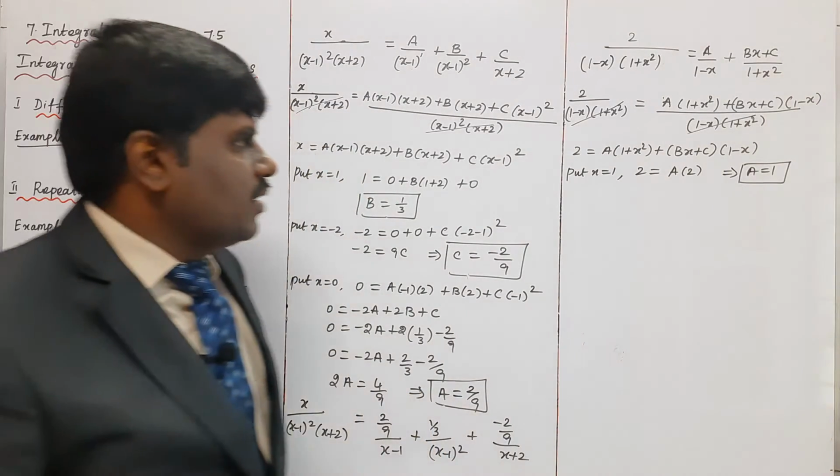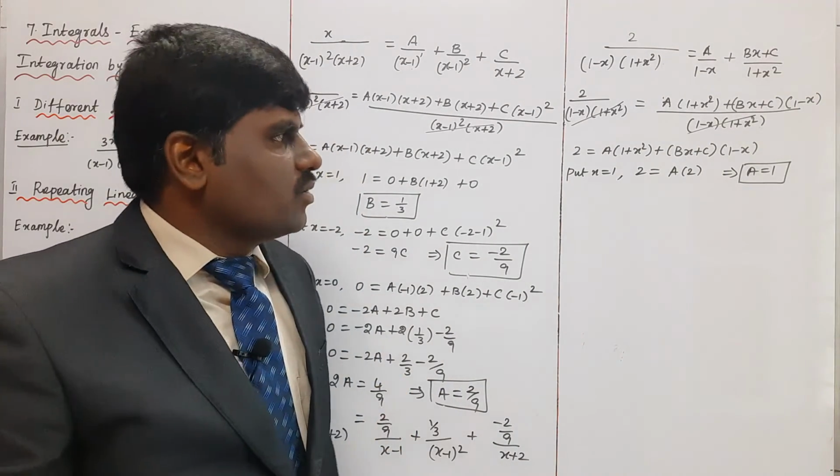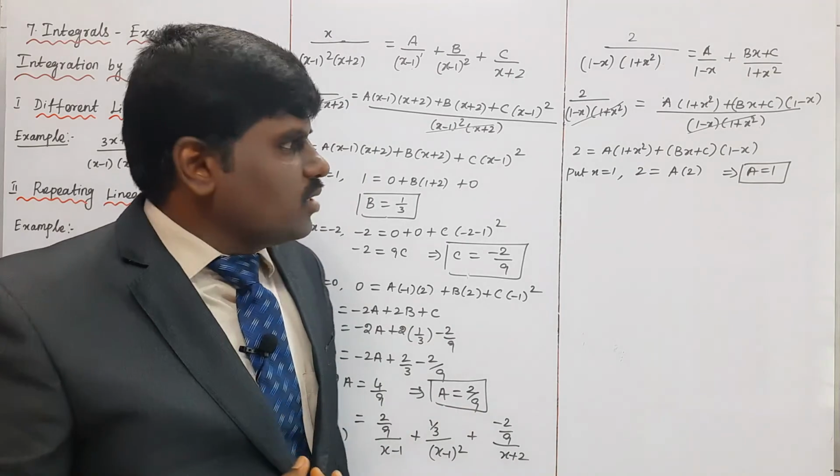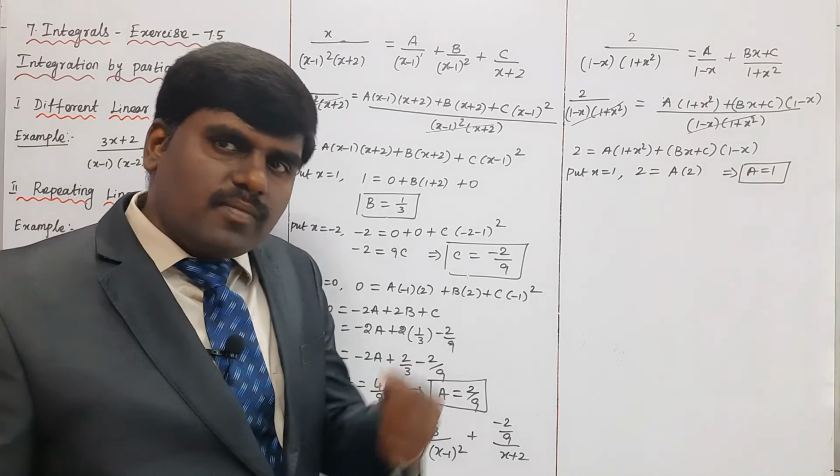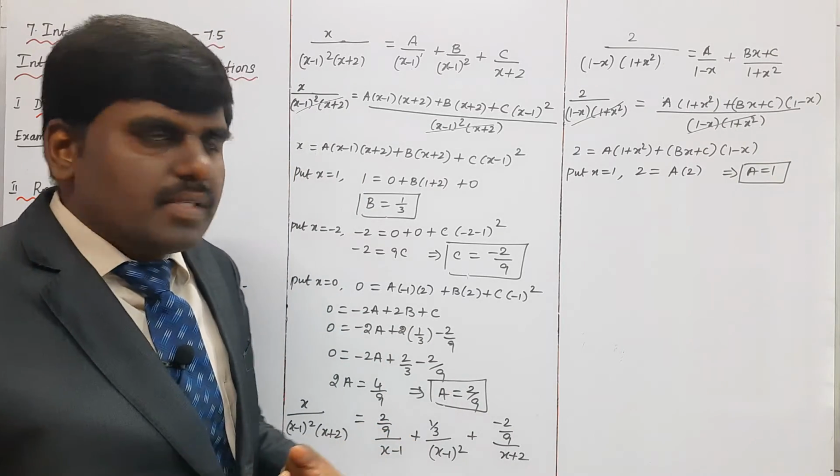Next I need to find the values of b and c. Two unknown values, is that clear? So now you could utilize substitution, put x is equal to 0 and x is equal to 1. You could follow the one-way method, or I will take the coefficients.